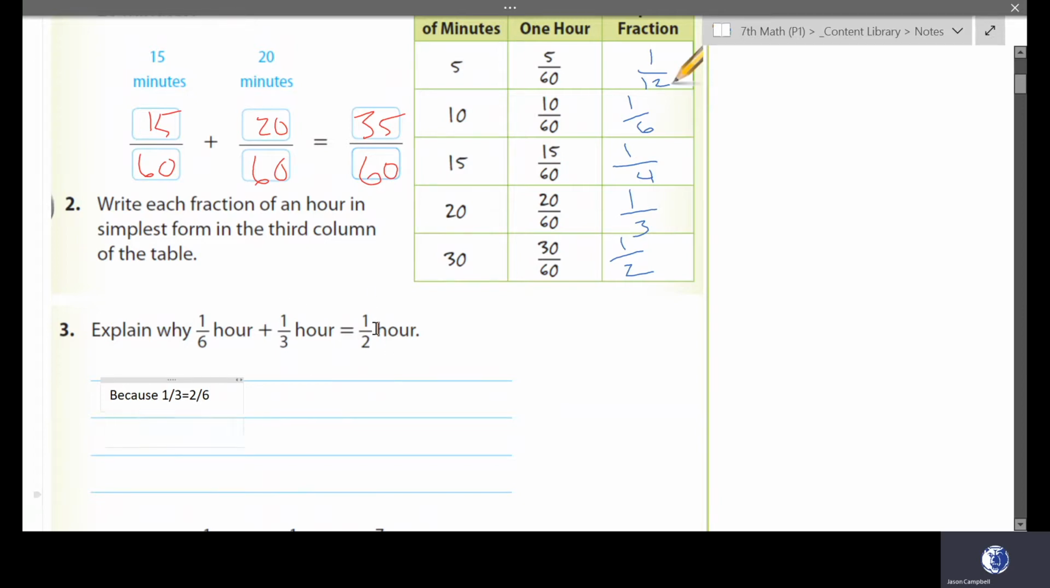So let's do that. 1 over 6 add 2 over 6 is equal to 3 over 6, and 3 over 6 is equal to 1/2. So this would be a proper explanation of why 1/6 of an hour plus 1/3 of an hour is equal to 1/2 of an hour.